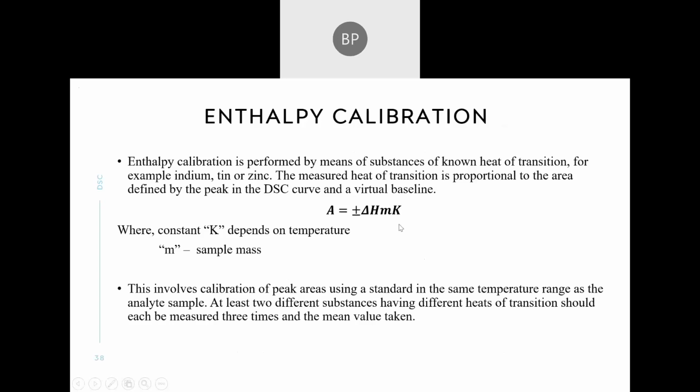So how do we find this value K? To find out K, we would use two substances having different transitions. If we know the values of del H for these two substances, and we can find the value of M using the microbalance, we would get A when we perform the experiment. When I know A, del H and M, I can easily find the value of K. In this manner, I would perform the experiment for two different substances at least 3 times, and a mean value is taken.